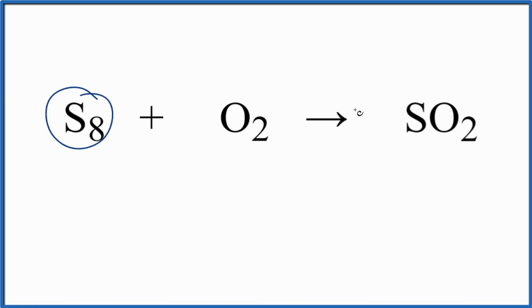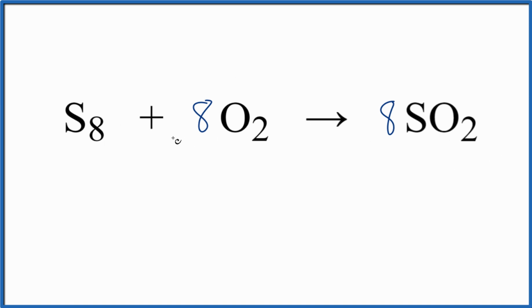I have 8 sulfur atoms here and just 1 here. So let's put an 8 here. 8 times 1, that's 8. That balances the sulfurs. But the 8 goes to everything, so now I have 8 times 2, 16 oxygens. But if I put an 8 here, 8 times 2, that's 16. So the equation is balanced.